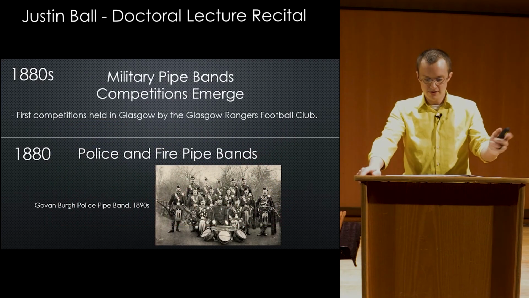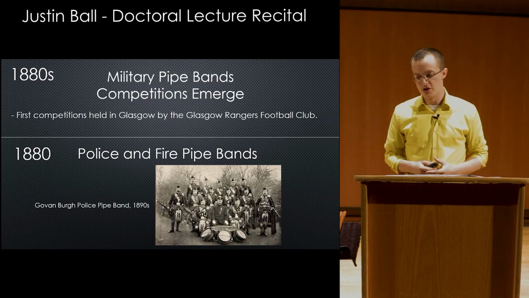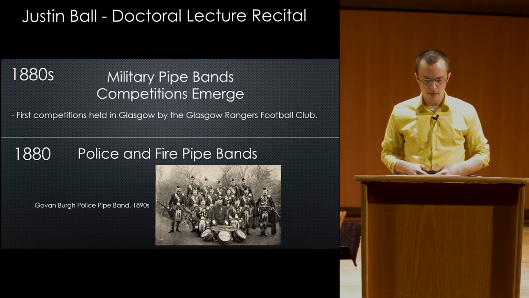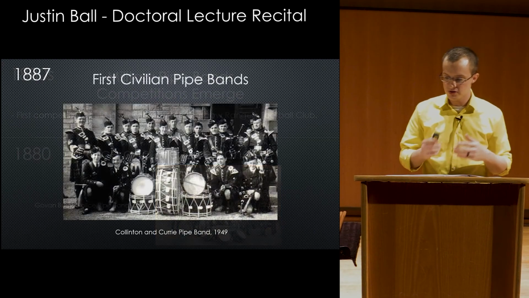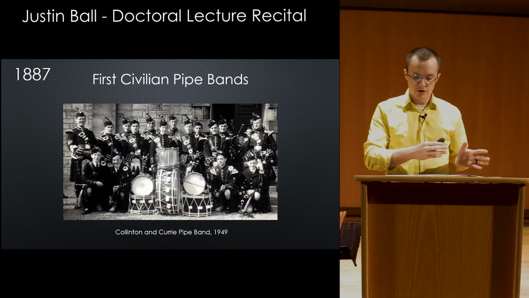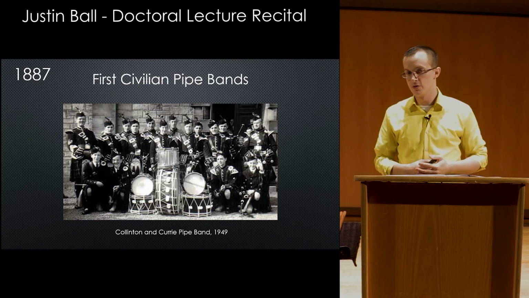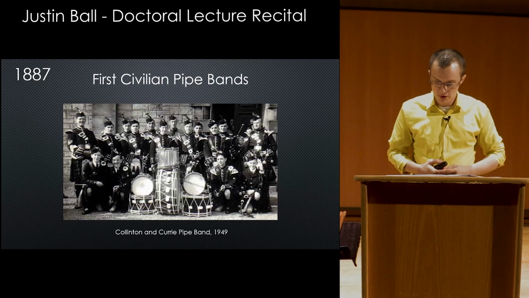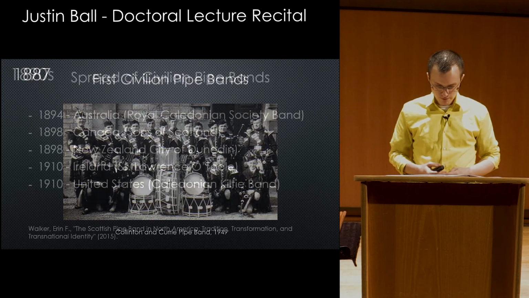By the 1880s, Scottish pipe bands began to break free from the chains of the military, beginning with the Govan and Edinburgh Police pipe bands. For several years, civilian pipe bands were tied exclusively to police and fire departments, and it wasn't until 1887 that the first civilian pipe band with no association with the military or police and fire departments was born.